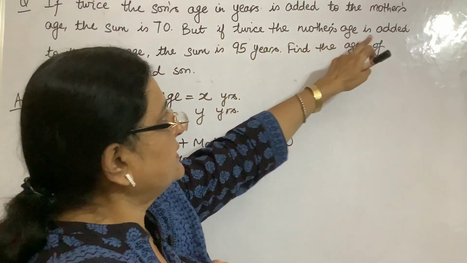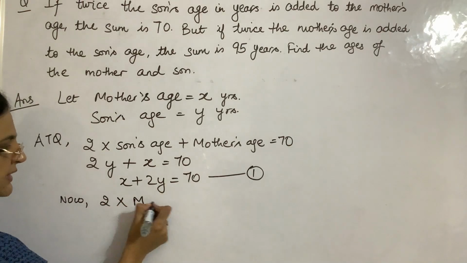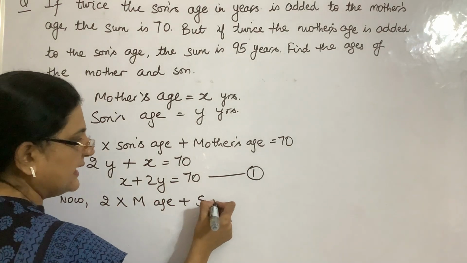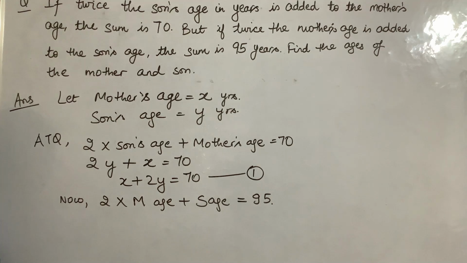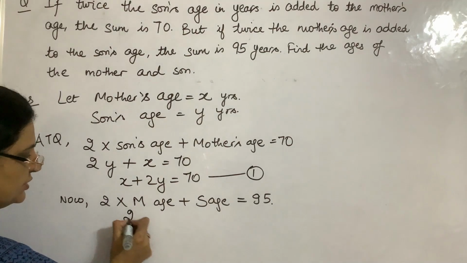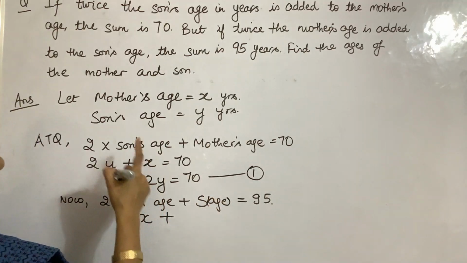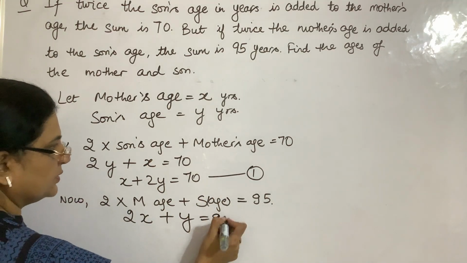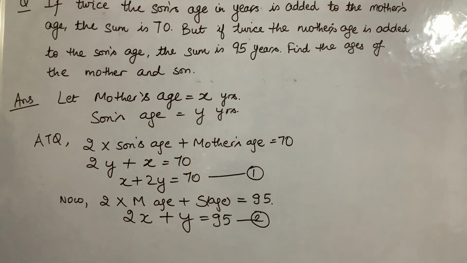But if twice the mother's age is added to the son's age, the sum is 95. Write down like this. Twice the mother's age, plus son's age, which is Y, is equal to 95. You have both the equations now. You just have to solve them and find out the answer of X and Y.